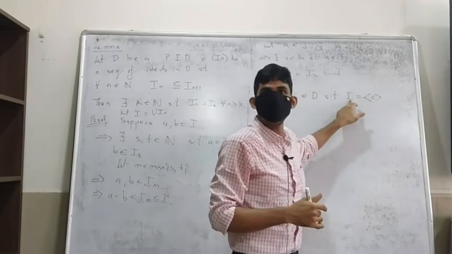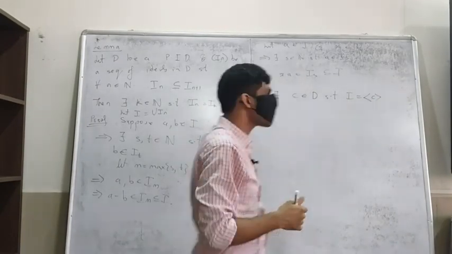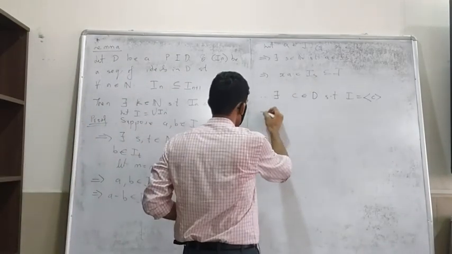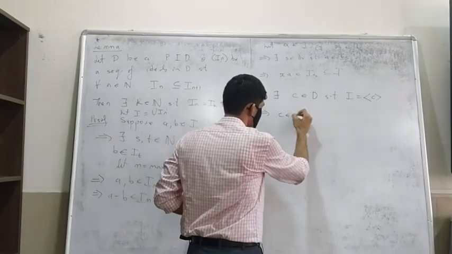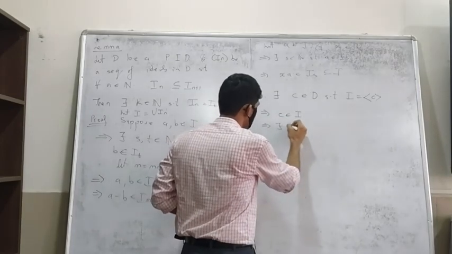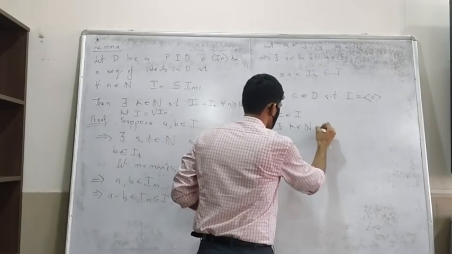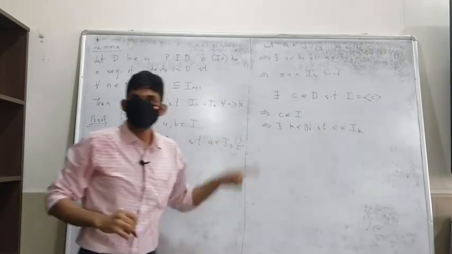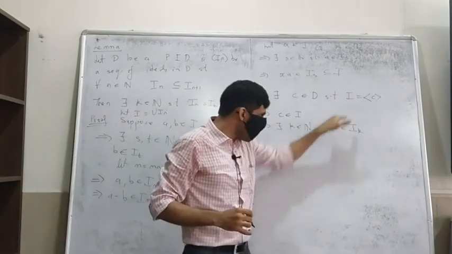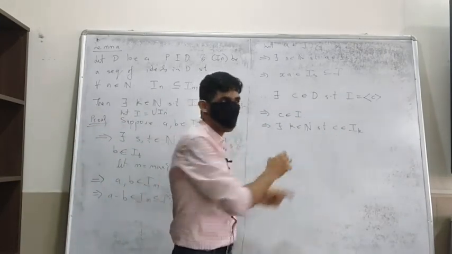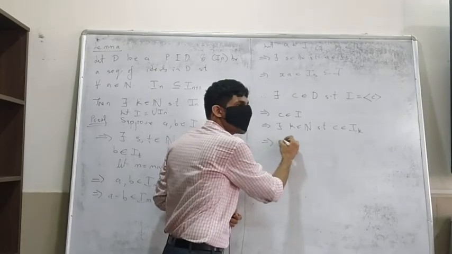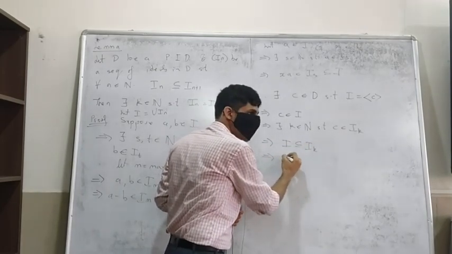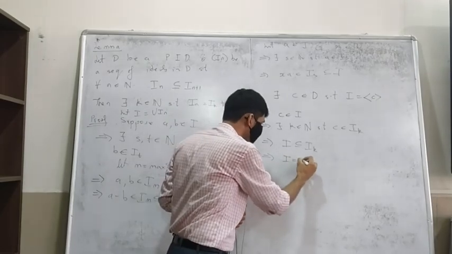You see, C is in the union. So C is in one of these ideals, right? Which means that there is some K in N such that C is in IK. But if C is in IK, the entire ideal has to be in IK. This means that I should be contained in IK, or I should be equal to IK.